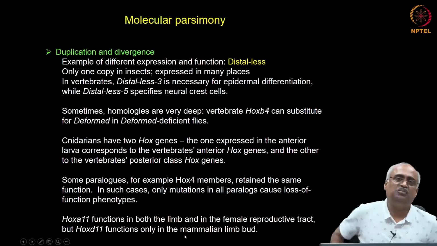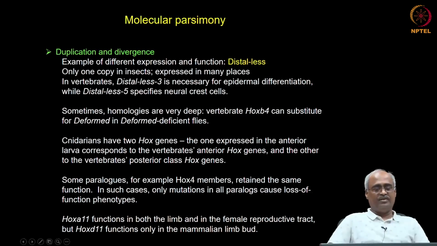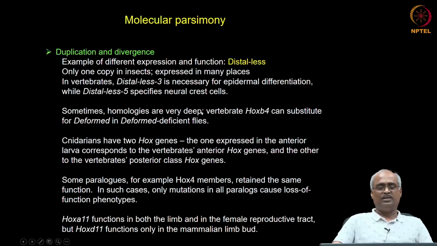So we continue on that theme to understand some of these dramatic variations that have been accommodated during evolution, and they are presented here in bullet form, each one a different example. So you have different expression and function. If you take distalless, there is only one copy in insects and it is expressed in most parts of its body. But on the other hand, in vertebrates where you have multiple copies, for example distalless 3 is required for epidermal differentiation and that is where it is expressed, not everywhere. And distalless 5 is expressed in neural crest only, not everywhere. So there is specialization here.